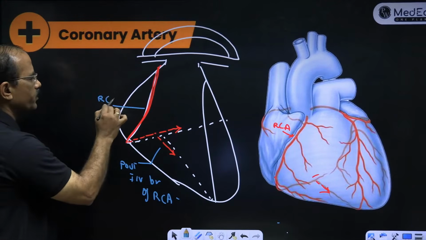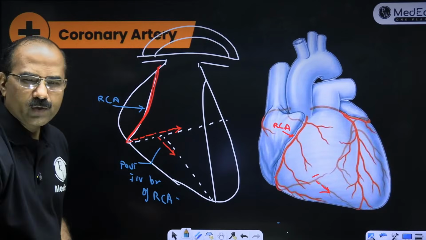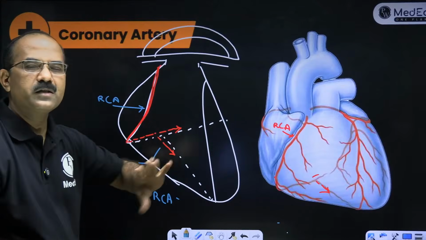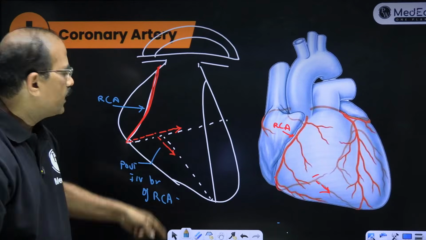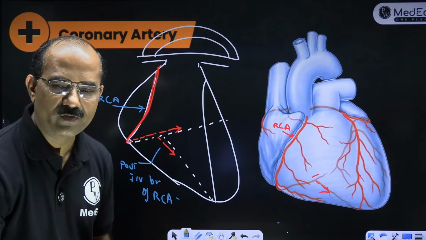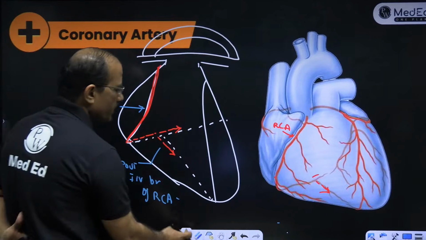This is the right coronary artery. So the right coronary artery first runs in the anterior atrioventricular groove, now goes in the posterior atrioventricular groove. It gives a branch here. This is the posterior interventricular artery. Fine. Coming to the left coronary.